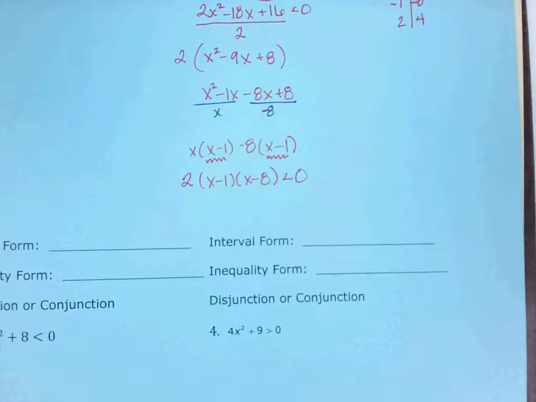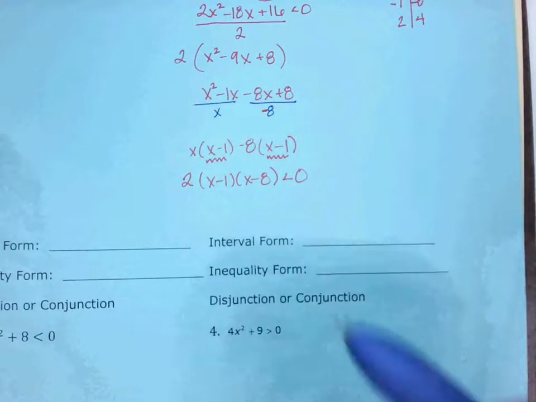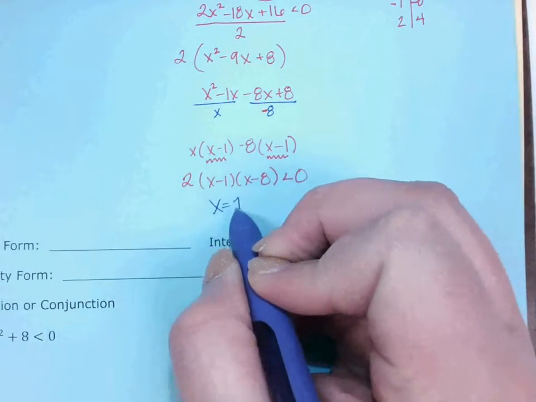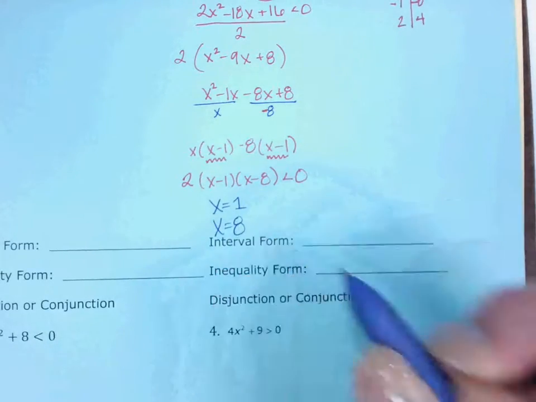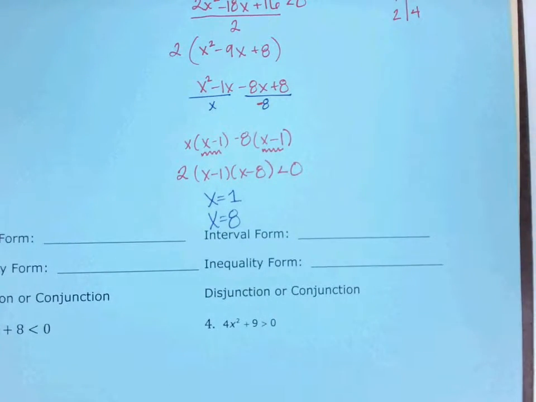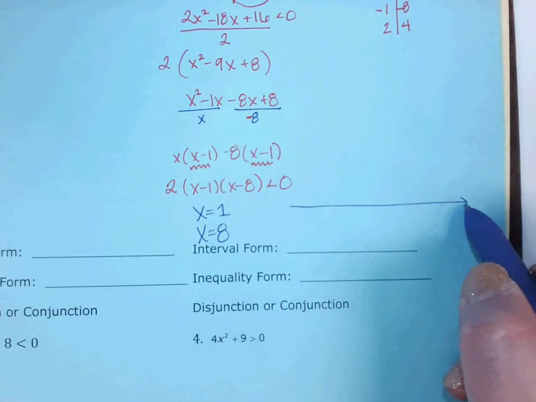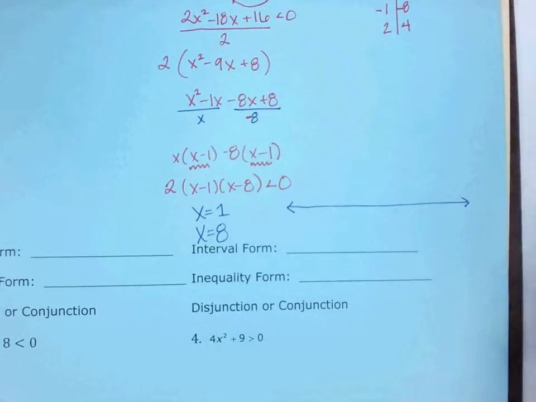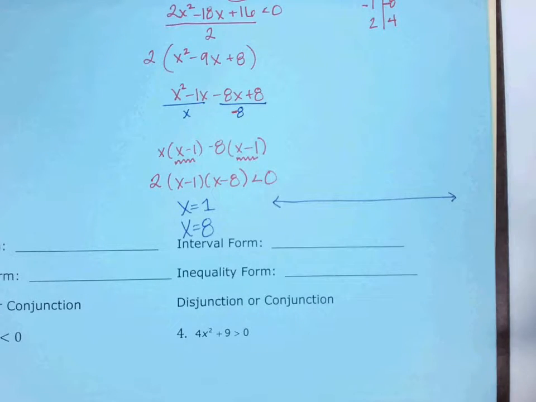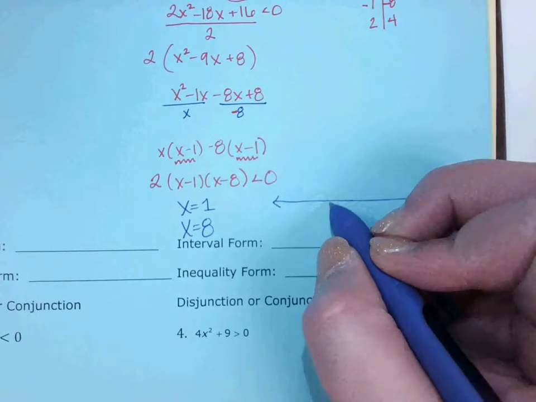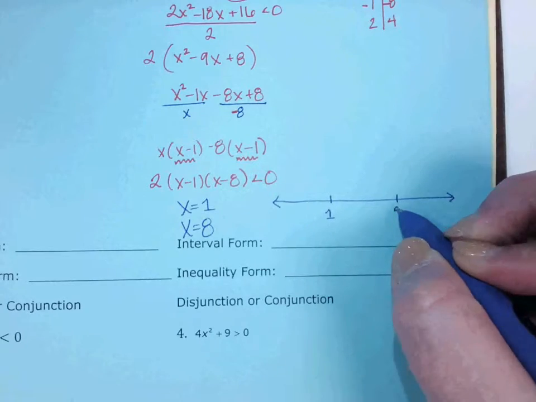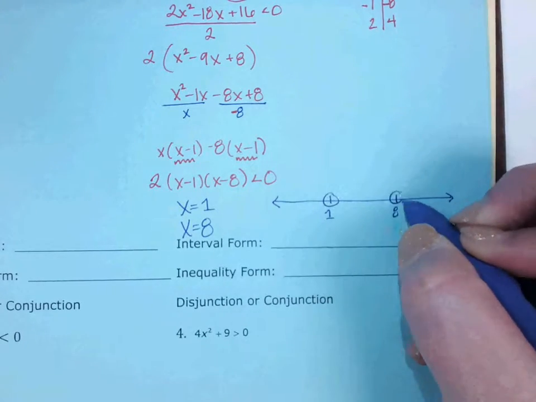Now, we talked about last week, or forever, I don't know when, that whatever the number is in parentheses, your solution's the opposite. So if that's an x minus 8, x equals 1 and x equals 8. Those are my numbers. Set up a number line. This is what we learned yesterday. Then do I use an open or a closed circle? Open. So we'll put 1 here, 8 here, open, open.